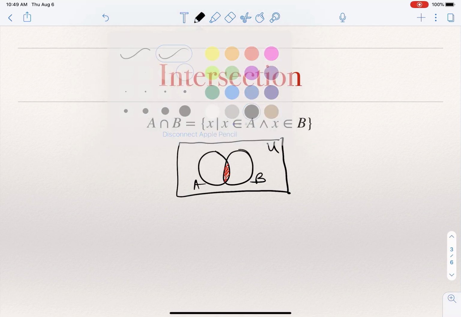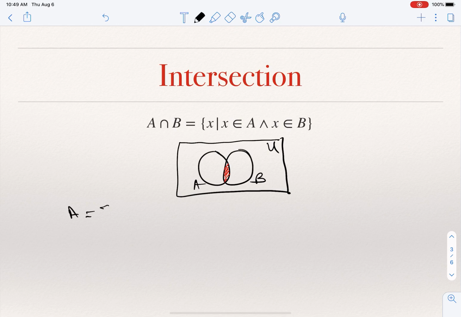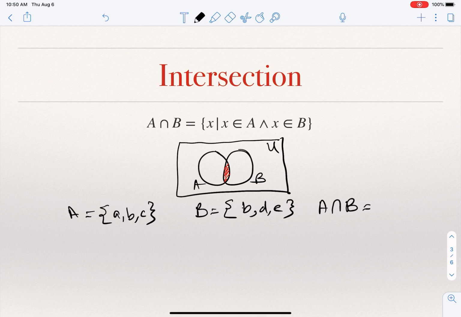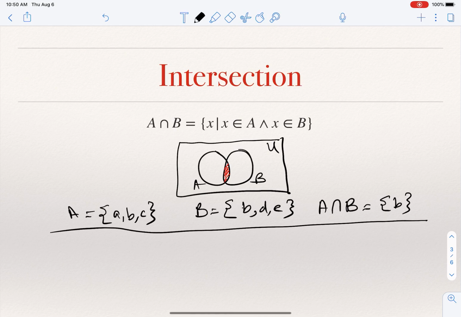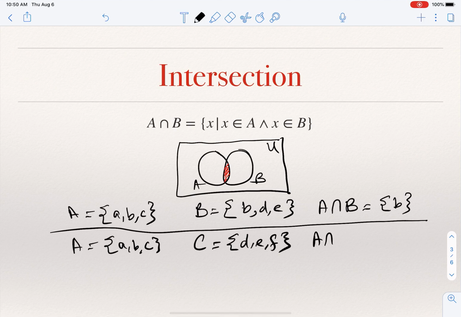So if we take, for example, the set A = {a, b, c} and the set B = {b, d, e}, then A intersection B, what are the elements that are in both of them? Just b. If I take the set A = {a, b, c} and the set C = {d, e, f}, the intersection of A and C, what are the elements that are in both? Nothing. It's the empty set.